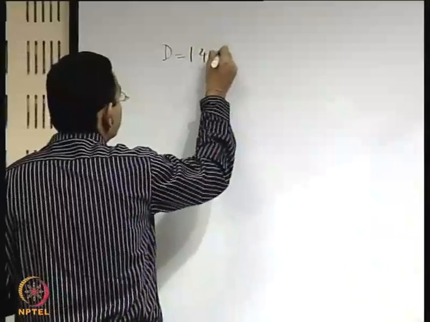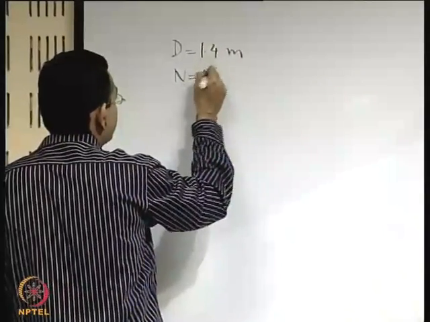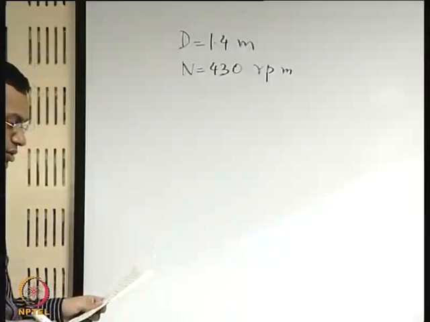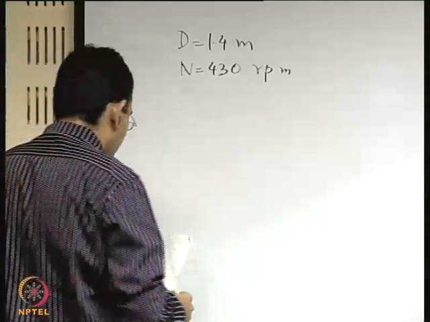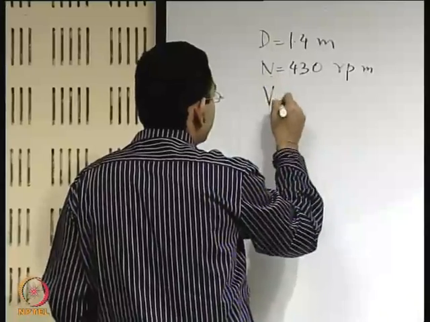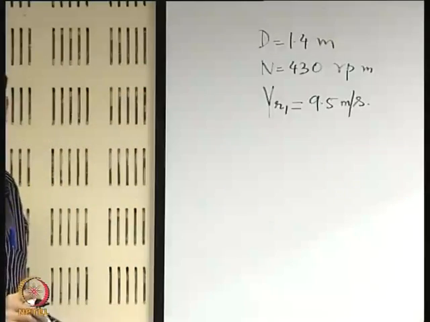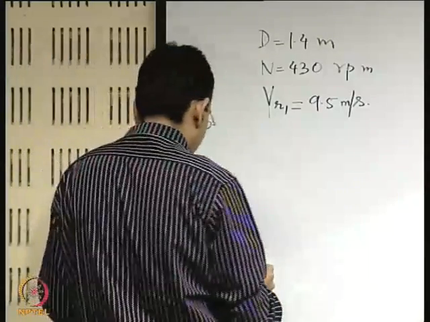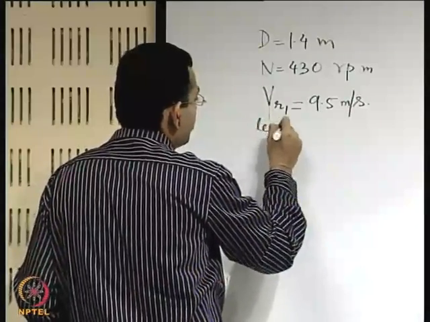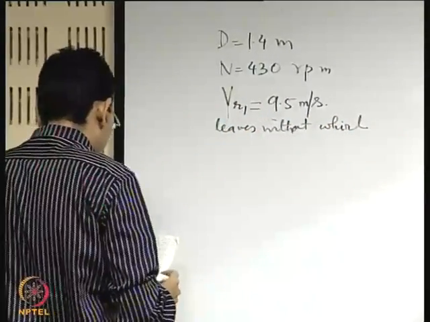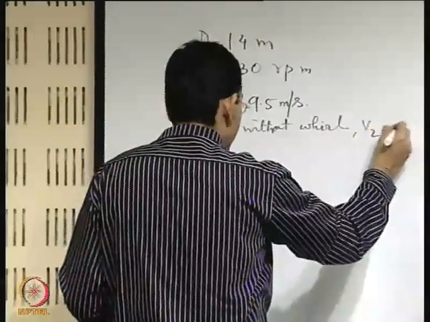So the problem statement is like this. A Francis turbine has a diameter of 1.4 meter and rotates at 430 rpm. Water enters the runner without shock with a flow velocity of 9.5 meter per second. When it says flow velocity, it means it is a relative velocity Vr, because that is related to the flow. It leaves the runner without whirl, with an absolute velocity of 7 meter per second.